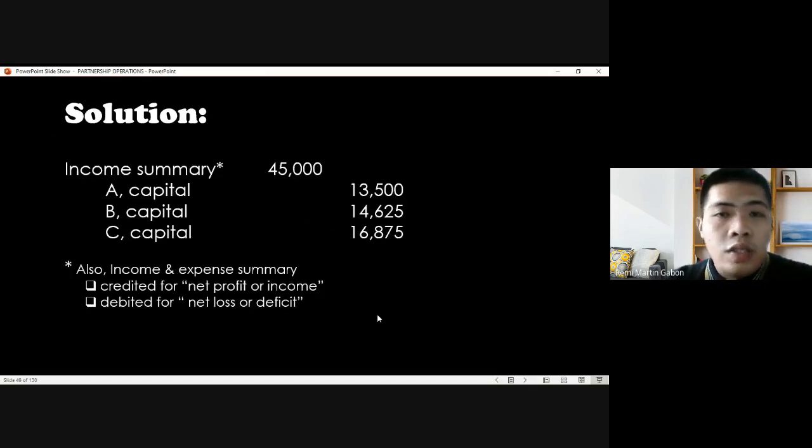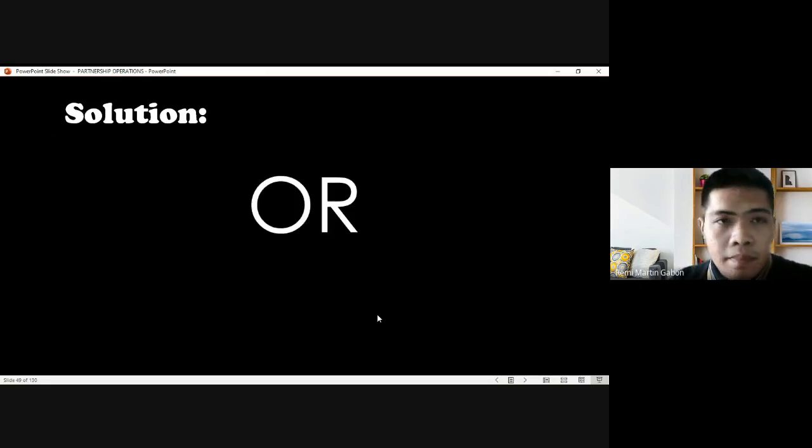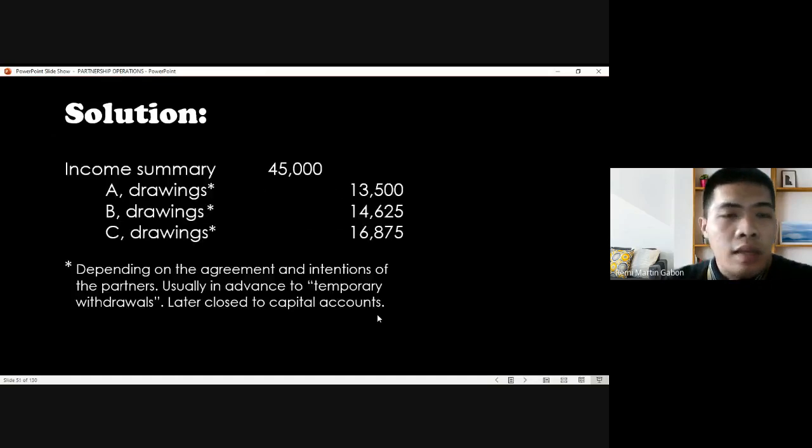So, that is our journal entry. To close the profit, or to journalize the distribution of the profit of 45,000: income summary, debit 45,000, and credit A, B, and C capital for 13,500, 14,625, and 16,875 respectively. Or we can have it credited muna sa drawings account.